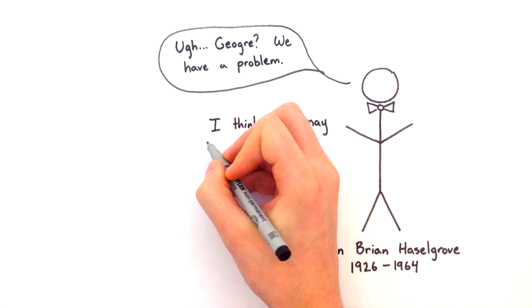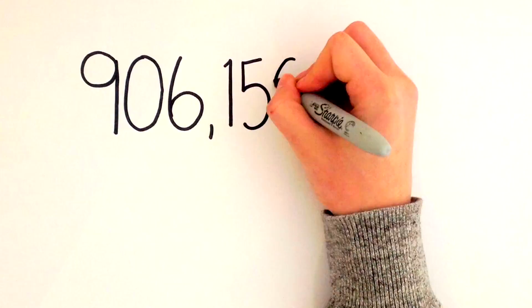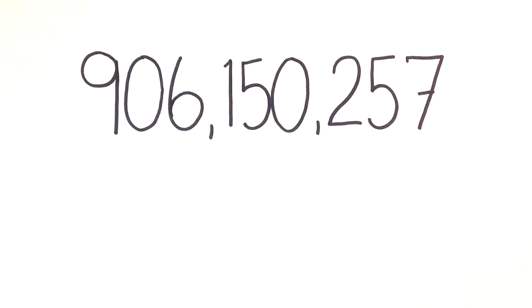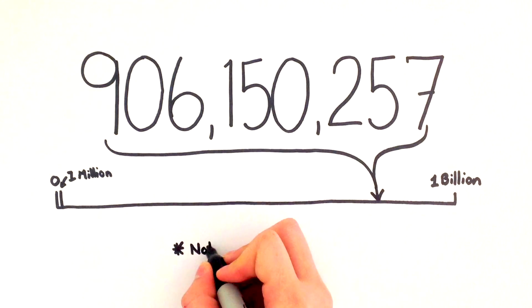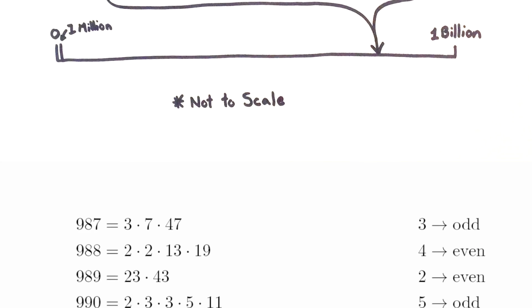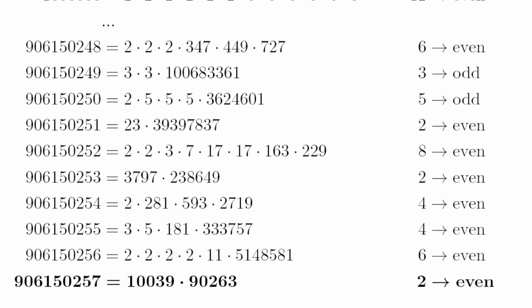For about 40 years, mathematicians tried to prove it was true until 1958 when Colin Brian Haselgrove proved it to be false. The number 906,150,257 is the smallest number in which the majority of numbers less than it have an even number of prime factors. This is remarkable because the conjecture was true for every number up until this massive number.